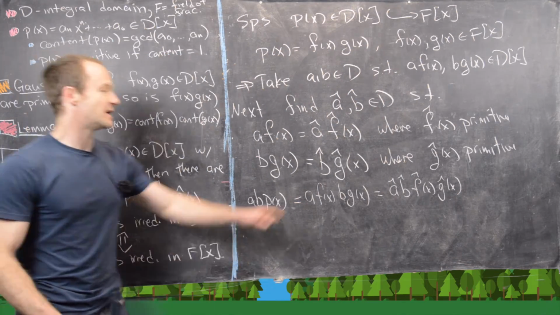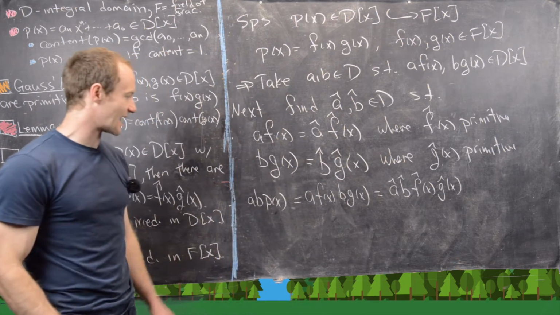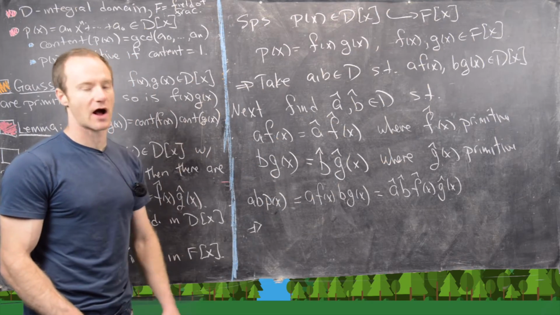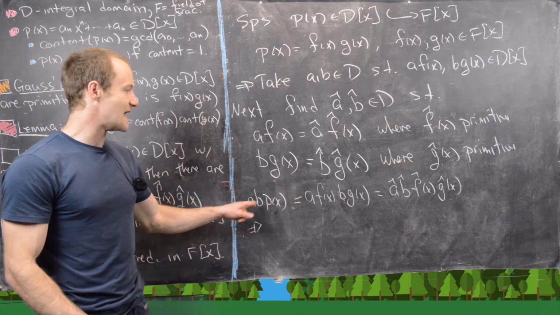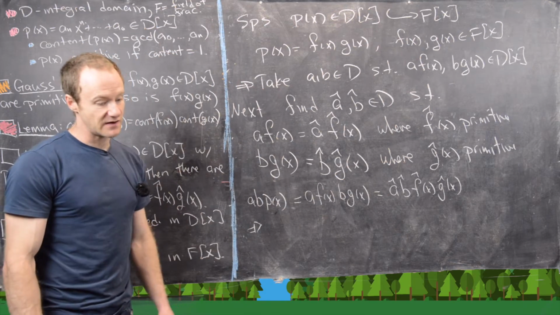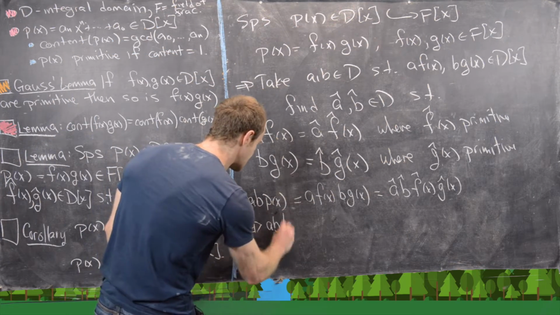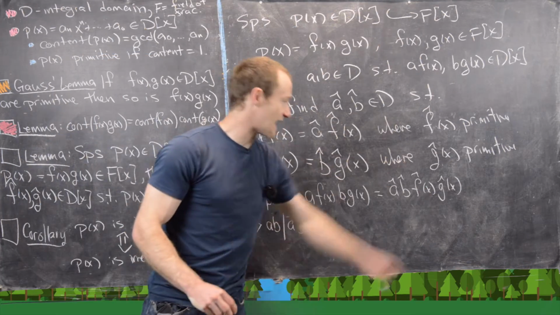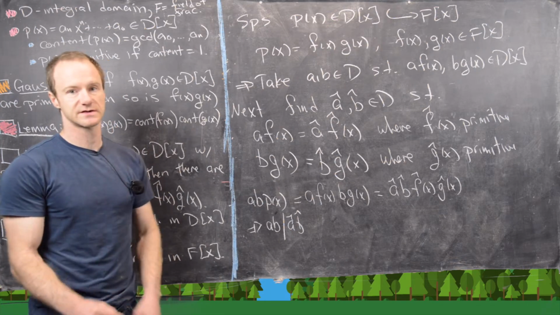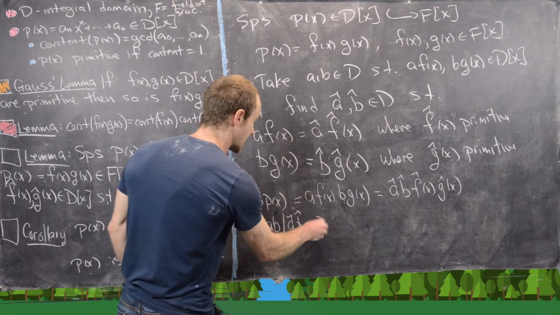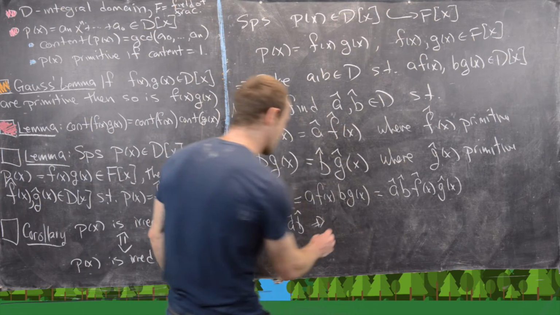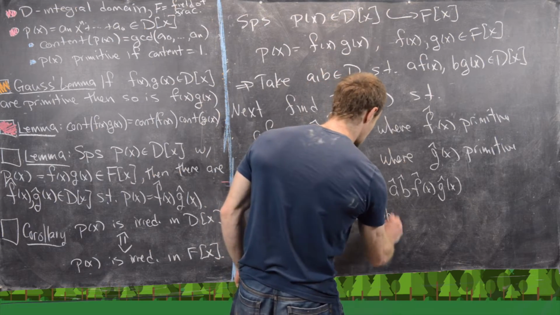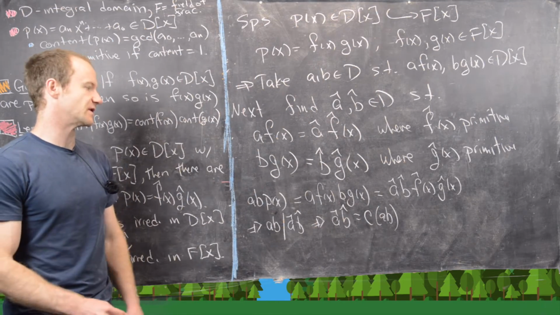Okay, good. But now, since f hat and g hat are primitive, that tells us that we've got some sort of divisibility property between a, b, and a hat, b hat. In fact, we know that a, b divides a hat, b hat, again because f hat and g hat are primitive polynomials. Okay, good. But notice this tells us that we can write a hat, b hat as something c times a, b. That's just the definition of divisibility there.